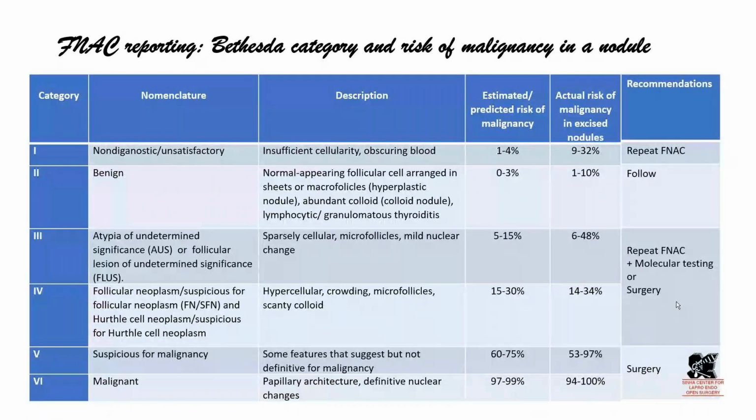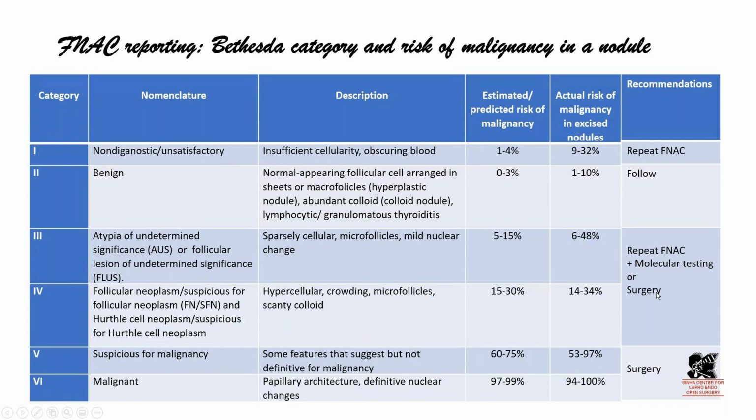Now, one important thing to be seen in this chart is that if you get category 3 or 4, that means atypia of undetermined significance or follicular neoplasm or suspicious for follicular neoplasm, in these, either do a repeat FNAC, but more important, genetic or molecular testing is required in these patients, or surgery. Why do we say surgery?